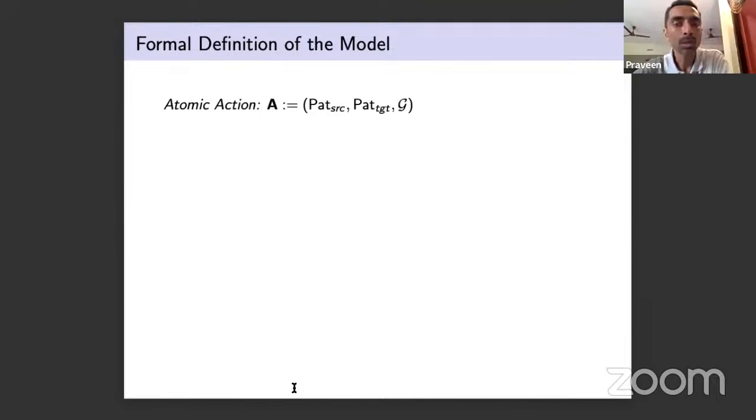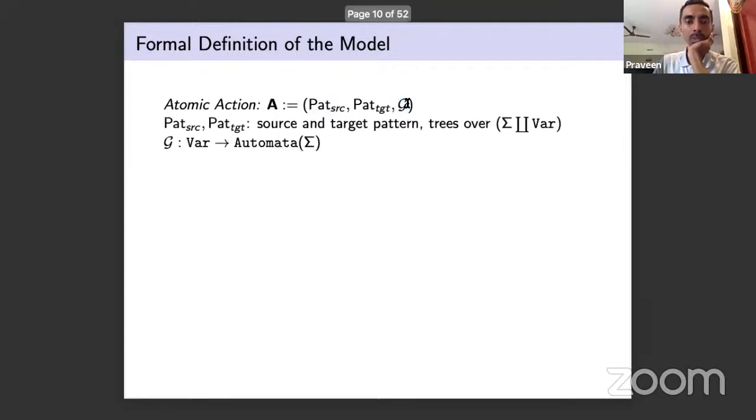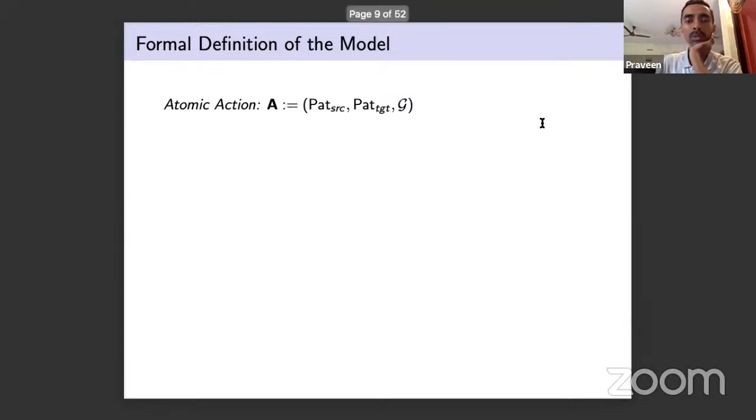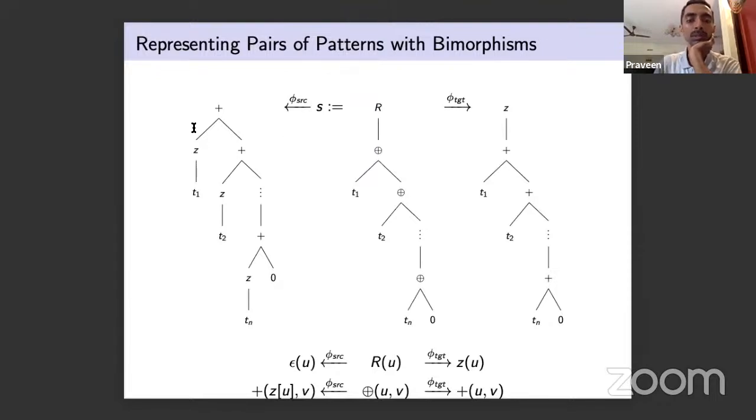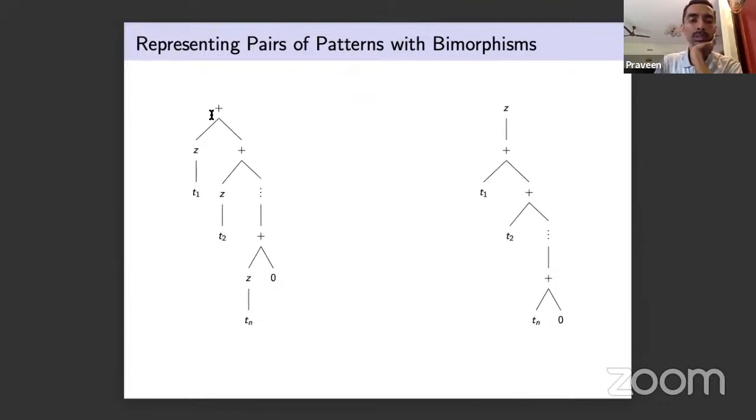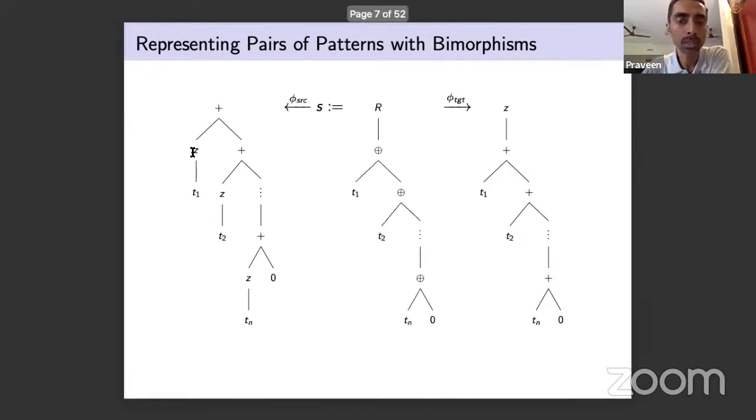Okay, so with the examples that I have just shown, here is the formal definition. We call an atomic action A this triple: source pattern, target pattern, and guard. Source pattern and target pattern are just trees over some finite alphabet sigma union some set of variables. So these are just like the trees that we have seen here. These two trees: the left hand side is the source pattern and the right hand side is the target pattern, which are just special trees where you can have variables like Z here.